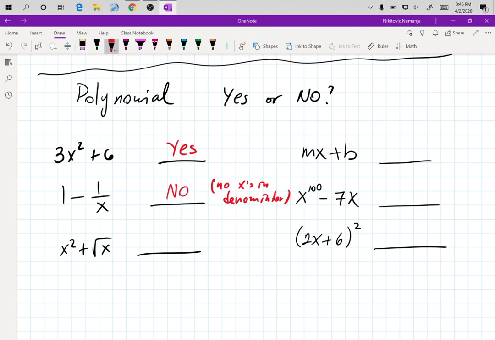Next one has a square root. Square root has a power of 1/2. That's not a whole number either. No. No roots allowed either. Only positive exponents. So mx plus b? Yeah. Because x is raised to the first power. M and b are just numbers, so we're all good there. 100 and the 1 on x are both positive whole numbers. So again, yes.